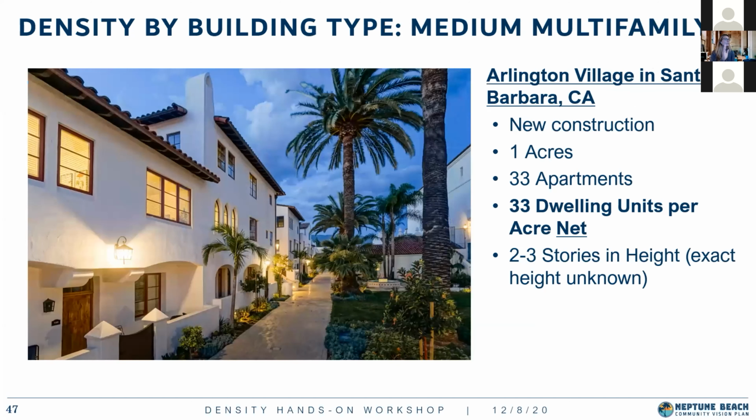So now here's a larger example of that. And again, we're not suggesting this for Neptune Beach. We just are trying to give you as many different examples to illustrate the concept of density and how it relates to different types of development. This one is 33 dwelling units per acre. It has 33 apartments, 2 to 3 stories in height.